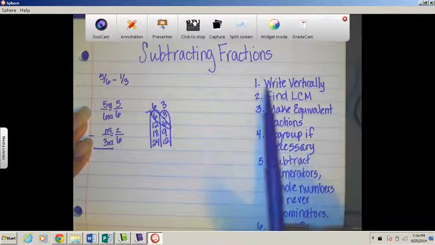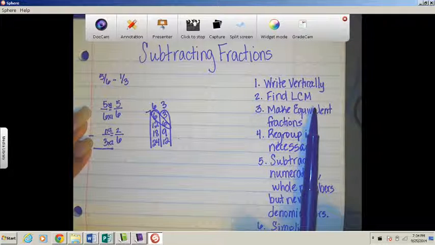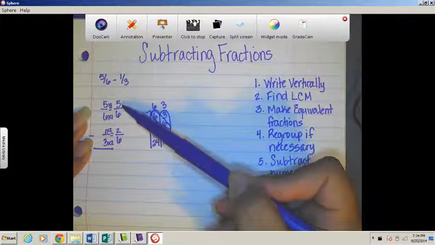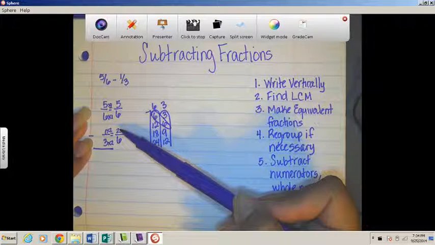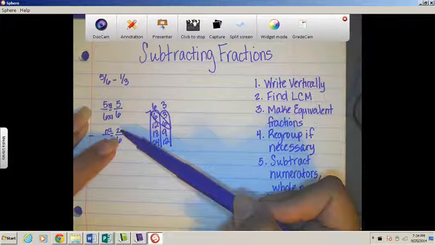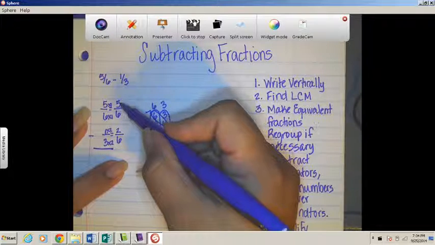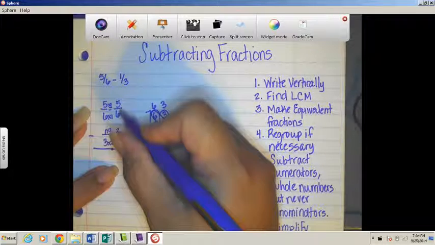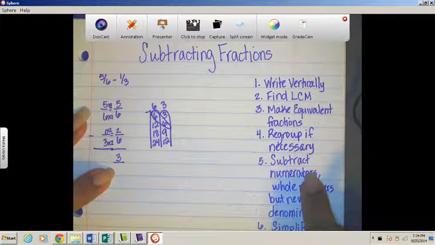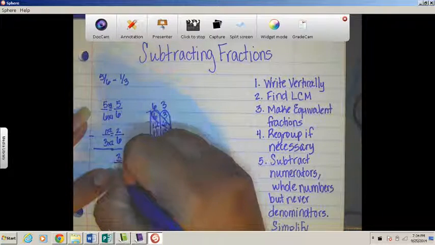Now, we wrote them vertically. We found the least common multiple. We made equivalent fractions. At this point, we regroup if necessary. If the numerator on the top is smaller than the numerator on the bottom fraction, the one you're subtracting, then you're going to need to regroup. Here we can say 5 minus 2. 5 minus 2 is 3. We subtract the numerators, the whole numbers, but never the denominators. So it's 3/6.